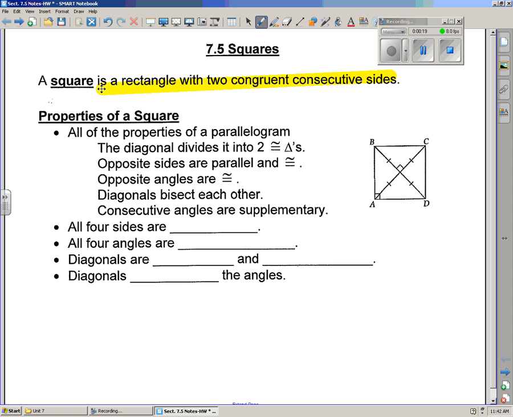You know all this already, that the diagonal divides into two congruent triangles. Opposite sides are both parallel and congruent. Opposite angles are congruent. Diagonals bisect each other. Consecutive angles are supplementary. You also know that all four sides are congruent, and then all four angles are going to be right angles.